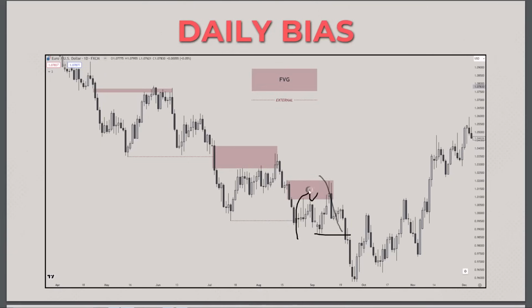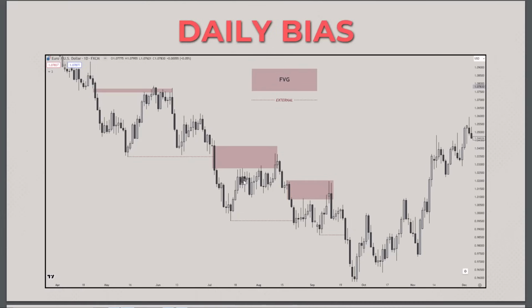My bias was going up here, my bias is going lower here. And as I said, it repeats over and over. It's always the same. So this is external, and fair value gap is internal. You see, internal coming to external. Internal coming to external. It's always the same cycle over and over.